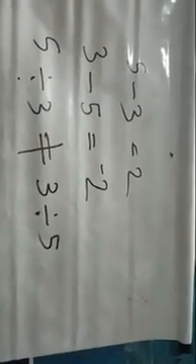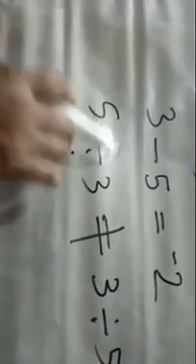Identity and inverse do not exist in subtraction and division. In the same way, the commutative property and associativity are not satisfied for both subtraction and division of rational numbers. Okay, clear? That's why we did not discuss these properties for subtraction and division. Hope you understand the first lesson.